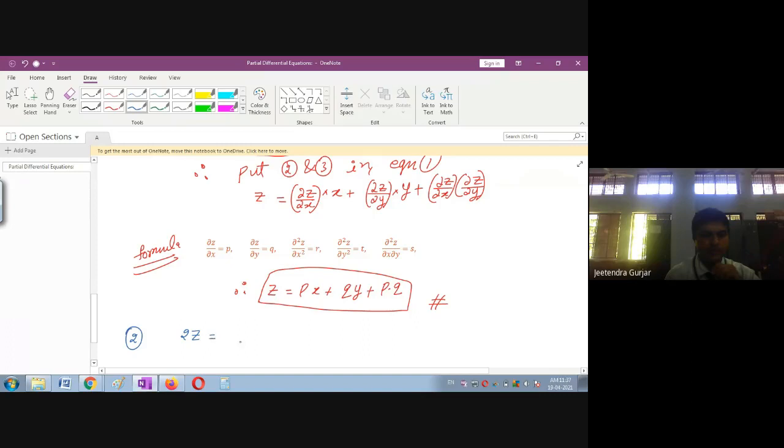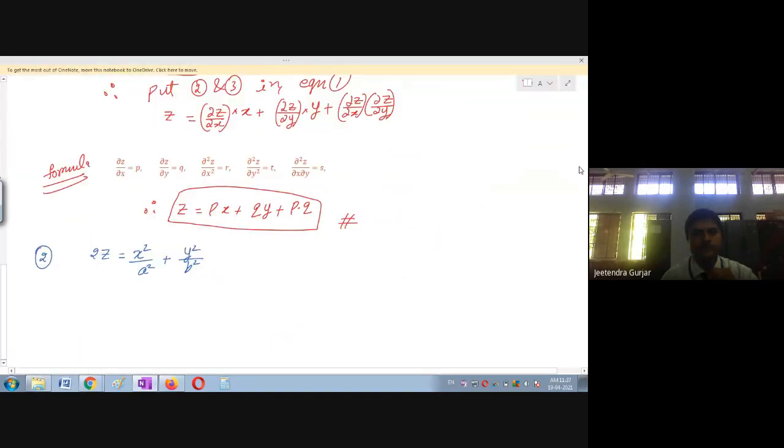2z is equal to x square upon a square plus y square upon b square. Yes, students, please try the next example. See, I have gone very slow. Everyone must understand this first example. Practice this example again and again. Definitely one question will come. Only thing, plus and minus will change.